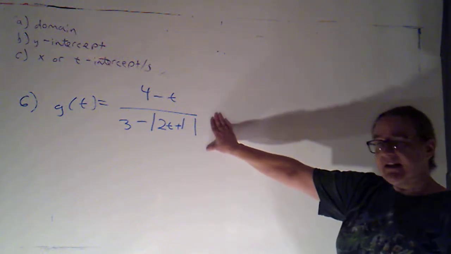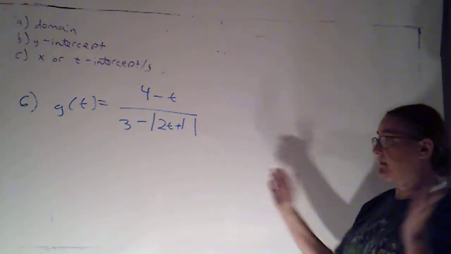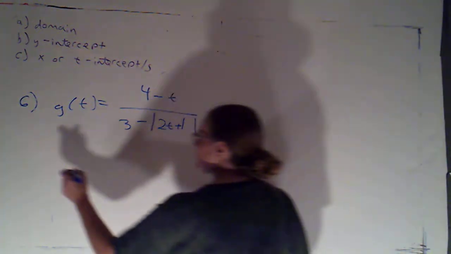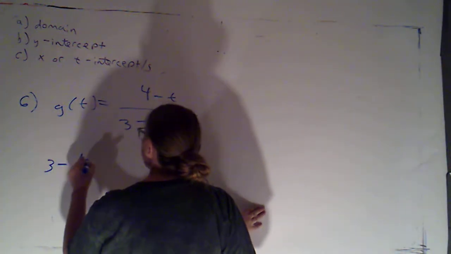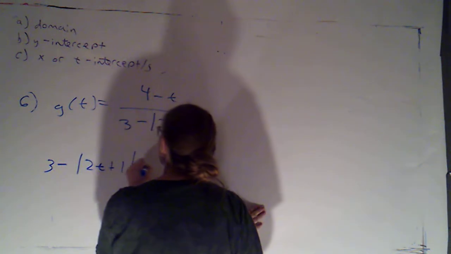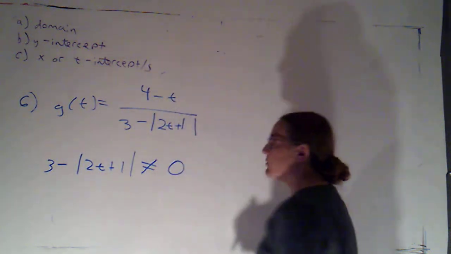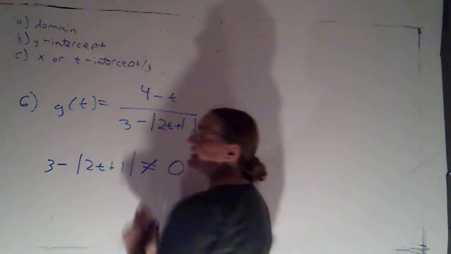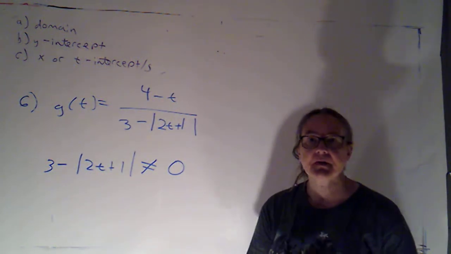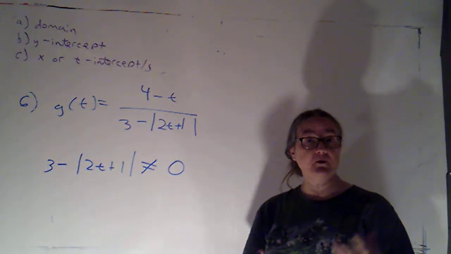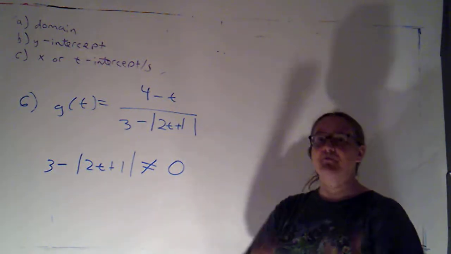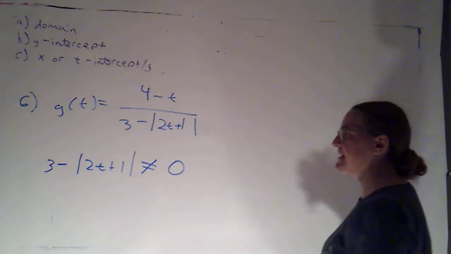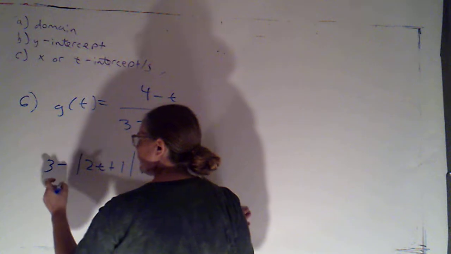So if I'm finding the domain, the rule is the same. If I've got a fraction, the denominator can't be 0. So I'm looking for 3 minus the absolute value of 2t plus 1 to not equal 0. Now, I'm going to isolate the absolute value. So similar to when we had a square root, we get the root by itself before we deal with it. I'm going to get the absolute value by itself before I deal with it. So I'm just going to add it over to the other side.